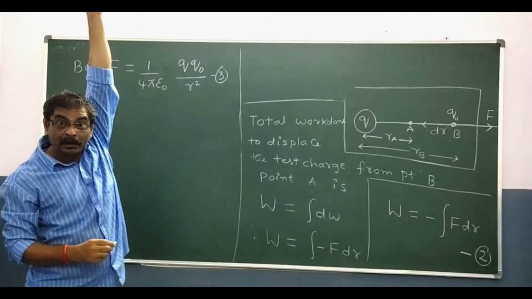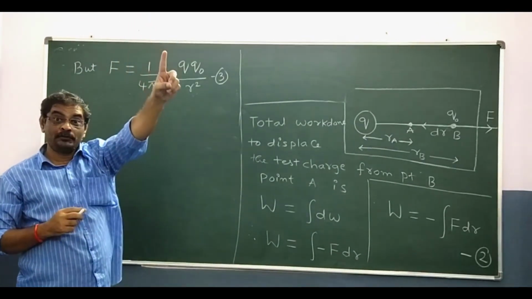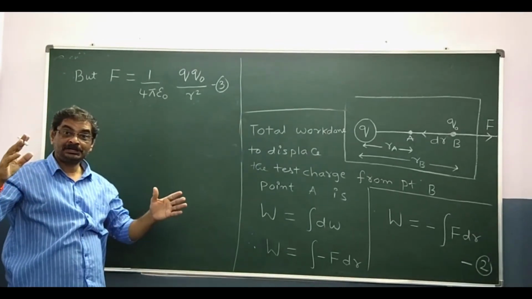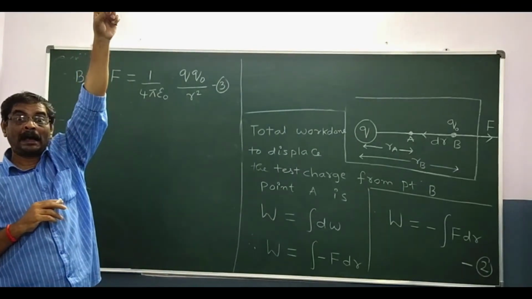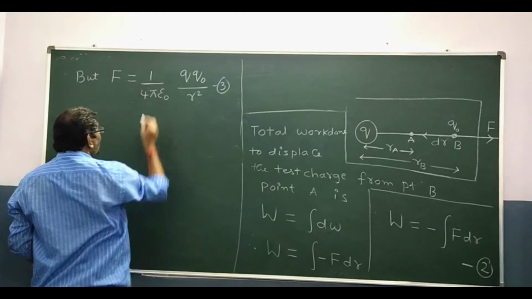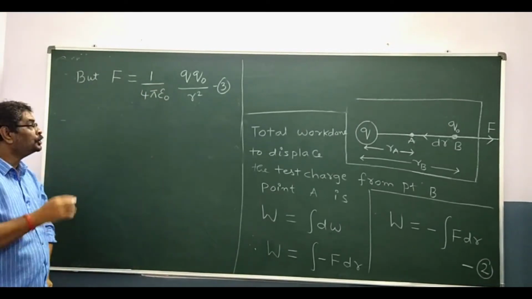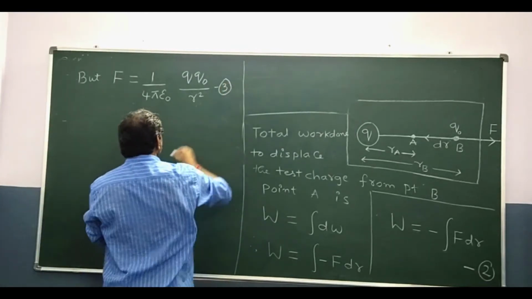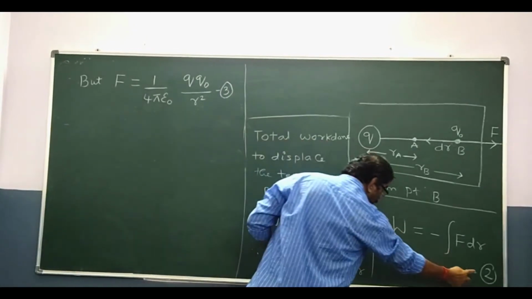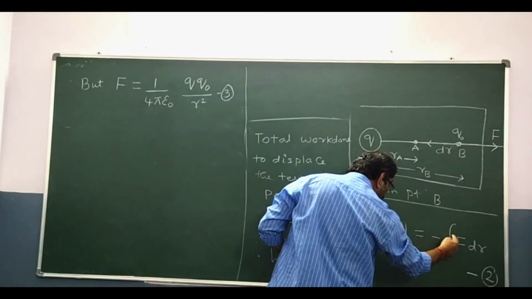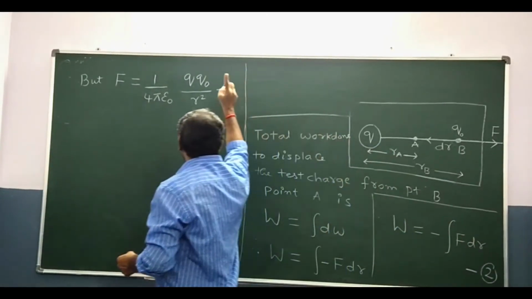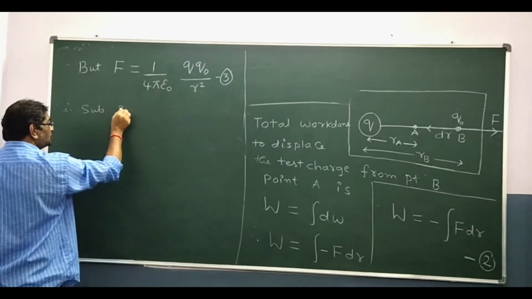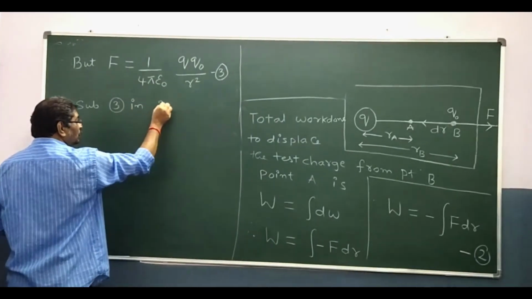Now we have the repulsive force between the two charges. We already know the repulsive force between the two charges at any position r is given by capital F equals 1 by 4 pi epsilon naught, Q naught divided by r squared. Now substitute equation 3 in equation 2. Wherever we have the repulsive force, it can be replaced by this formula.